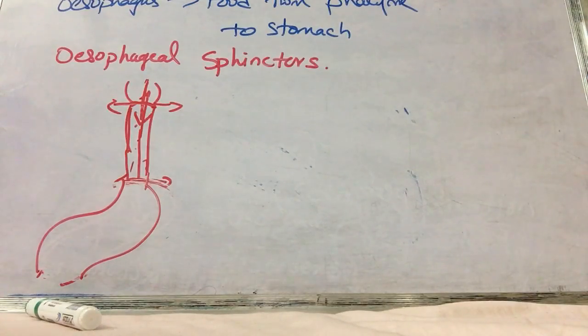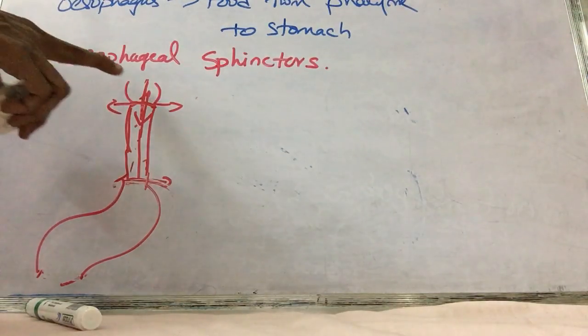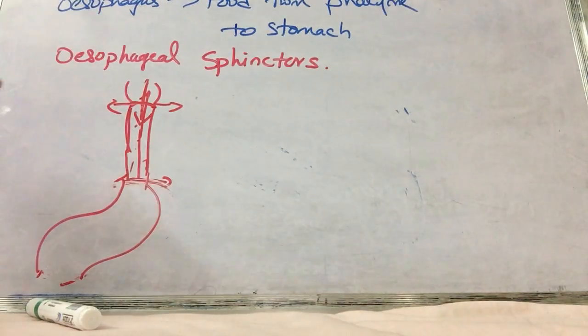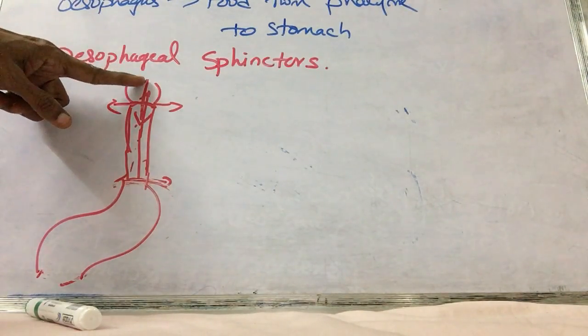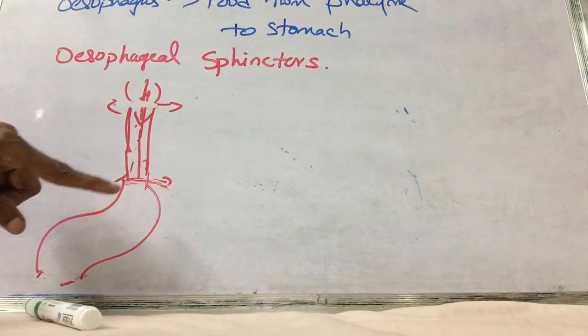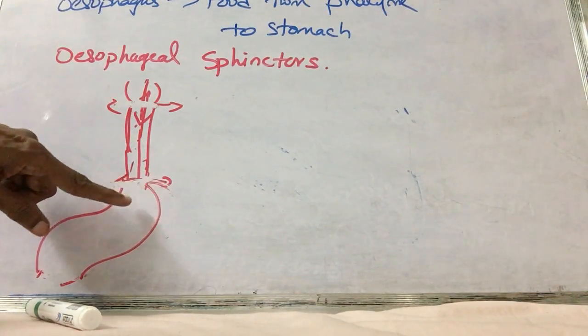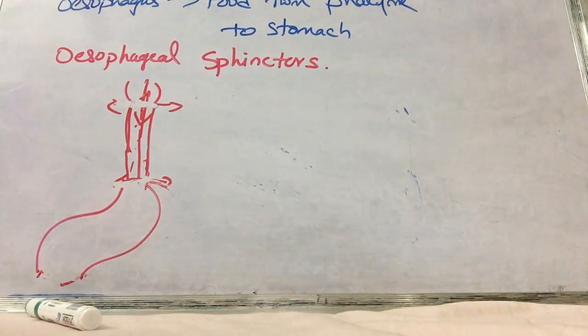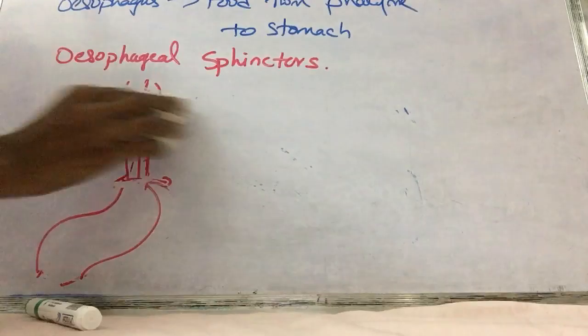So these are the main functions of the two esophageal sphincters, upper and lower. Upper will prevent the backflow or regurgitation of food back into the pharynx by closure of the upper esophageal sphincter, and closure of the lower esophageal sphincter will prevent the regurgitation of food from the stomach back into the esophagus.